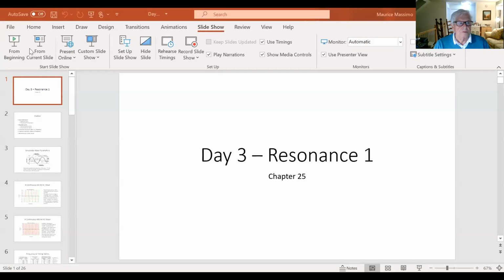which is this one. Share. Okay, let's go to the slideshow.